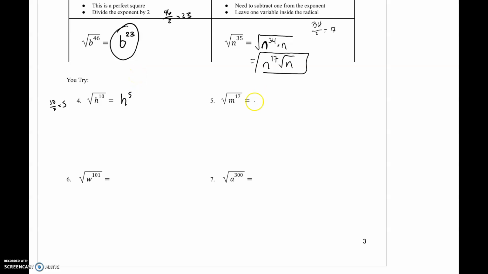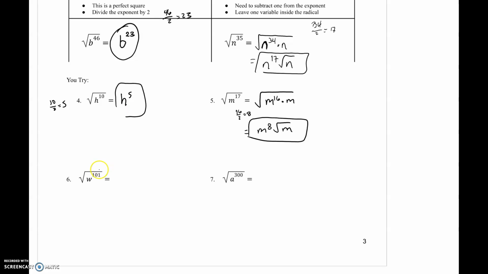m to the 17th, that's odd. So we're going to think about it as m to the 16th times m. We're going to break it up into 2 pieces, one number smaller. 16 is even. We're going to divide that by 2. We get 8. So m to the 17th, when we square root it, equals m to the 8th times the square root of m.